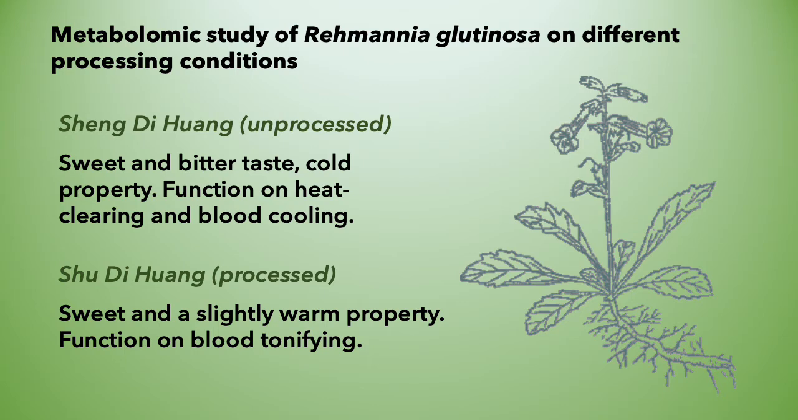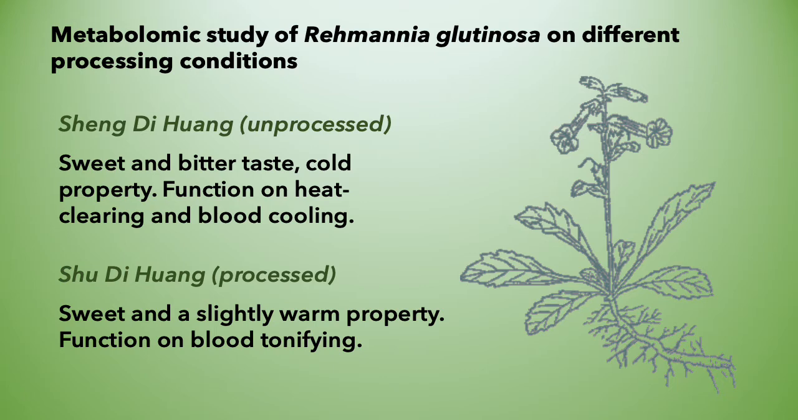So, for example, Rehmannia glutinosa has 2 kinds of form. It has a processed form and an unprocessed form. In my previous slides, I showed it has to be steamed in the rice wine for 9 times. So that was the steam process. So actually, these 2 forms are used as Chinese materia medica. So unprocessed is called Sheng Di Huang. It has a sweet and bitter taste, a cool property, with function of heat clearing and blood cooling. That is according to the traditional Chinese medicine theory.